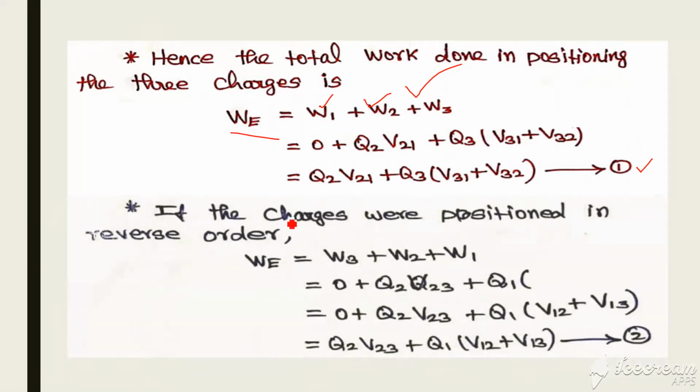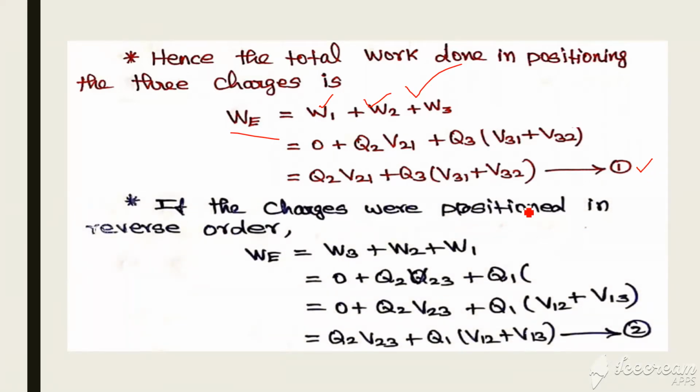In the next step, suppose the charges were positioned in reverse order. In the first case we positioned the charges in the order Q1, then Q2, next Q3. Now we need to position the charges in reverse order, that is Q3, Q2 and Q1. First one is Q3, second one is Q2, and third we place Q1.